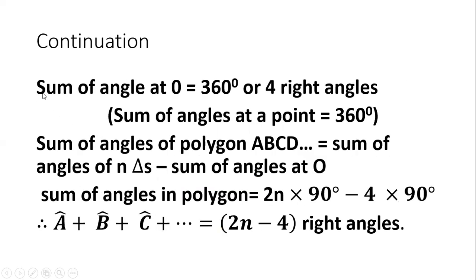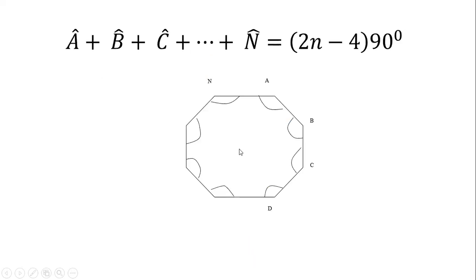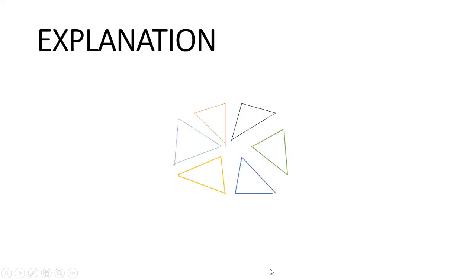Then the sum of angles at the center O gives us 360. That's the sum of angles at a point, which is the same thing as 4 right angles, that's 4 times 90. Let's go back now and see that. Can you see the sum of angles here? And you know that the angle at the center is not part of the polygon's angles. So we just need to remove the angles at the center from the sum of angles in n triangles to get it. That's what the theorem is all about.